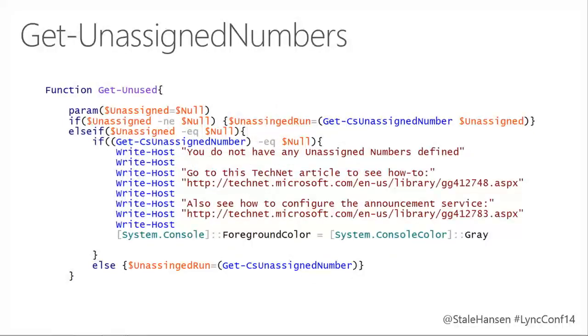So how is this function built up? This is the get unused function. In this current version, it is based on unassigned numbers in Lync, which you find under Enterprise Voice Management, where you assign your range into an unassigned number series. The thing about unassigned numbers in Lync is that you can make sure all incoming calls are answered by Lync, even though the number isn't assigned to a user yet.